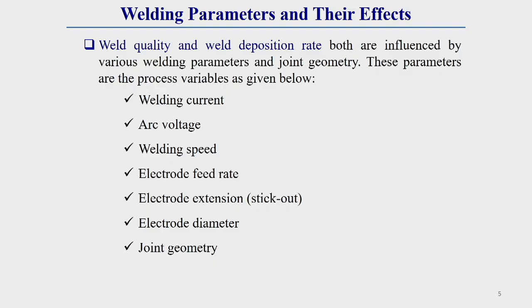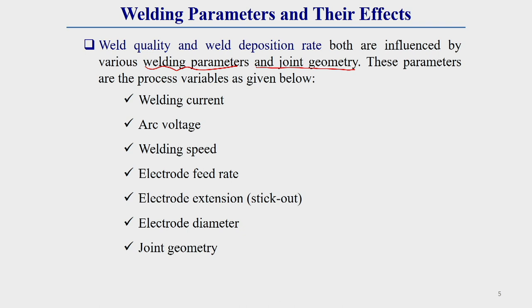One thing you should keep in mind: weld quality and weld deposition rate are both influenced by various welding parameters and joint geometry. About joint geometry, I have already discussed it in some initial lectures, including the different types of joint geometry. Now I will discuss in detail the effects of different welding parameters on weld quality as well as deposition rate.